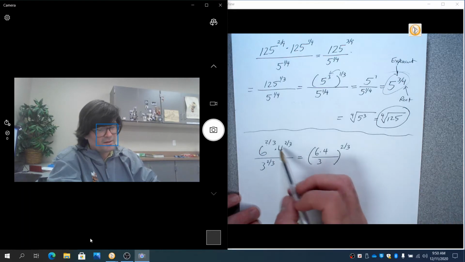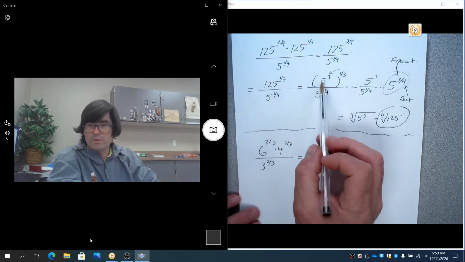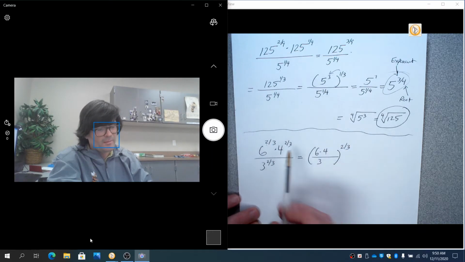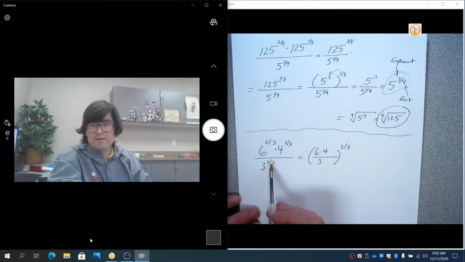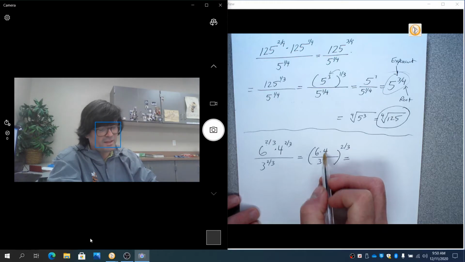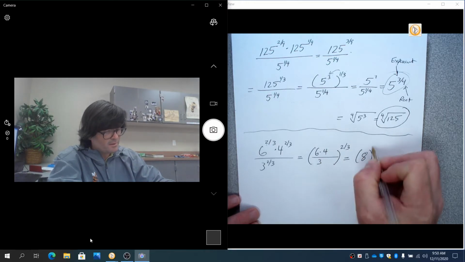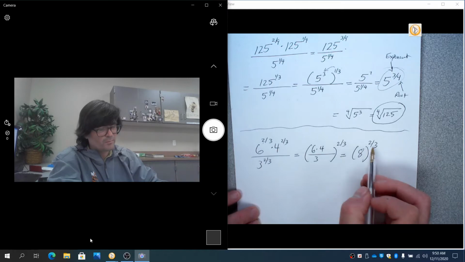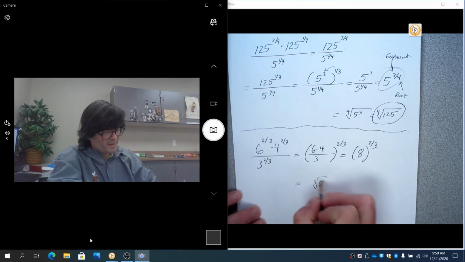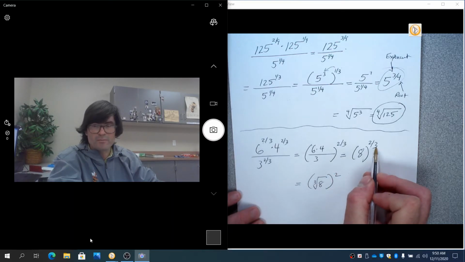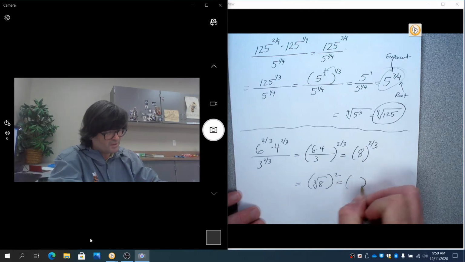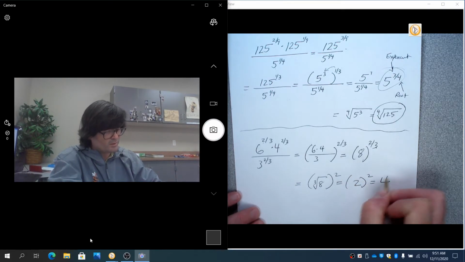If you notice that the bases match, woohoo, that's awesome. That really speeds things along. But if the exponents all match, you also have a shortcut available to you. 6 times 4 is 24, and divide that by 3, and you get 8 to the 2/3. This is the root. This is the power. This is really the cube root of 8 squared. The cube root of 8 from the 3, the square from the 2. And the cube root of 8 we've seen a couple times as 2. And then 2 squared is 4.